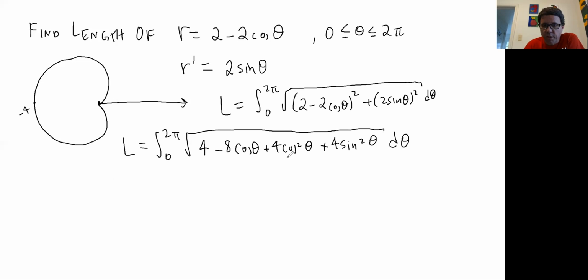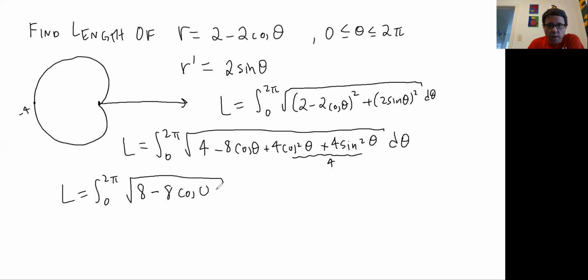Now it looks worse, but again, these two terms here, 4 cosine squared and 4 sine squared. If I factored out the 4, cosine squared and sine squared would be 1. So I basically get 4 copies of 1 there. So that part right there is just 4. So I get the integral from 0 to 2 pi, I'll have the square root. The 4 and the 4 gives me 8 minus 8 cosine theta.